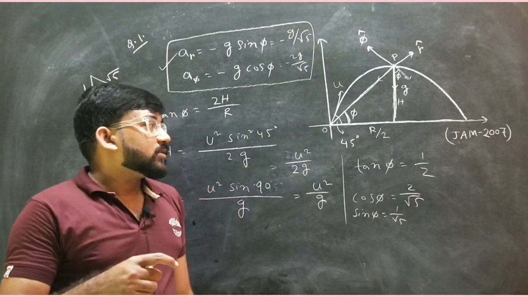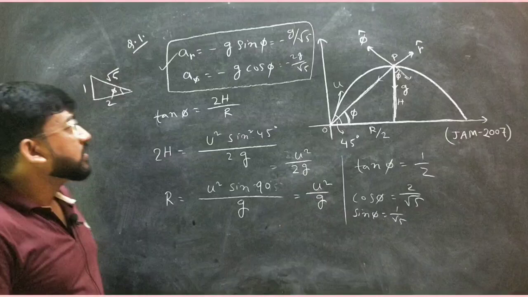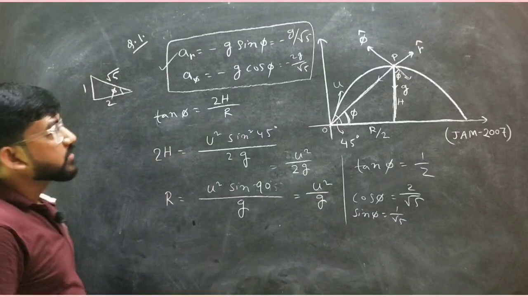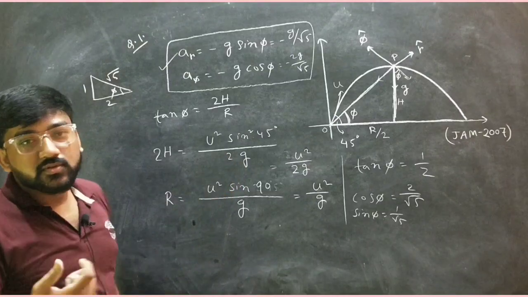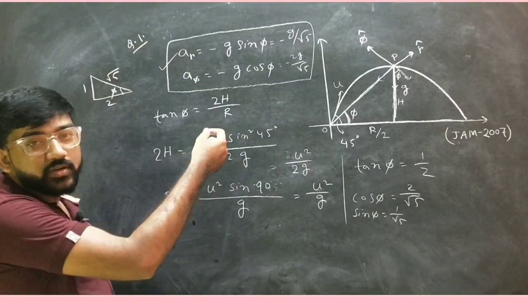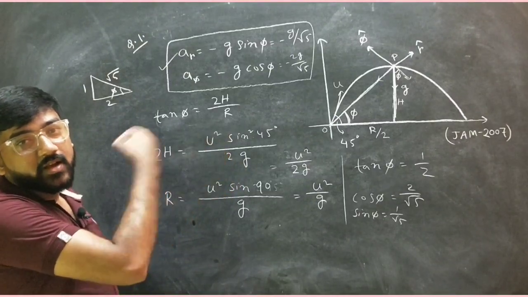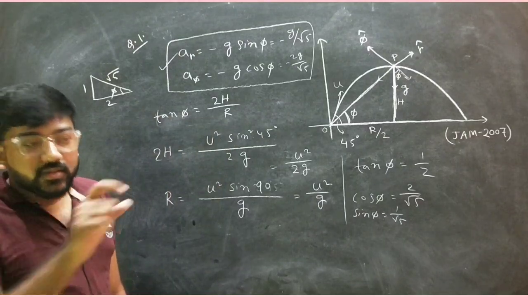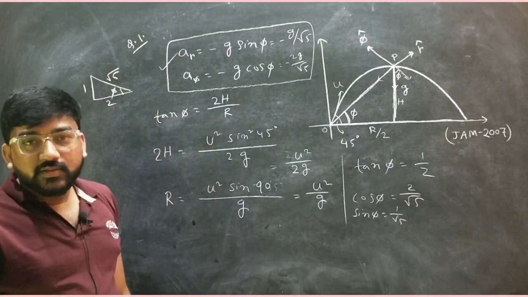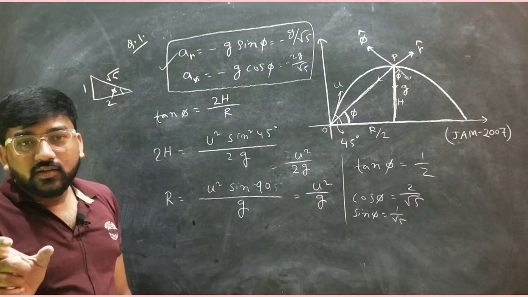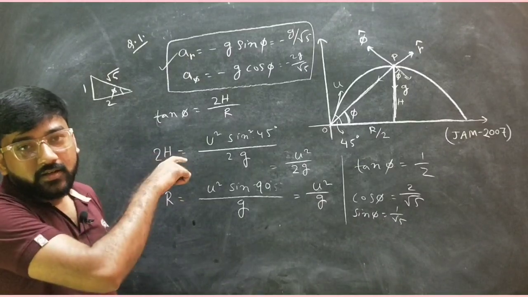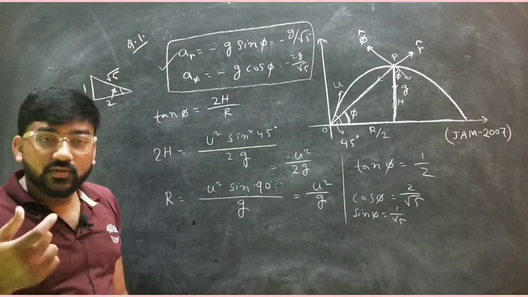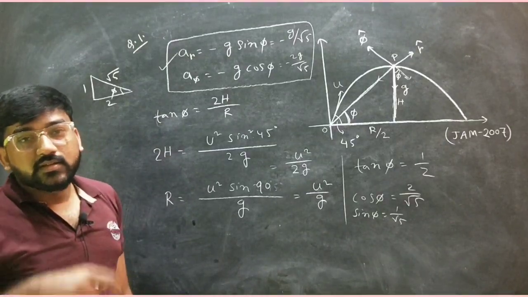But in JAM 2009, there is a question that is directly formula based. I am not going to write these questions because I have already told you about the cylindrical coordinate system, plane polar coordinate system, and spherical coordinate system. The question directly asks for the expression for velocity and acceleration in the cylindrical coordinate system, and there are 4 options. I have already written the expression, so you can easily match. That question was also asked in JAM 2009.